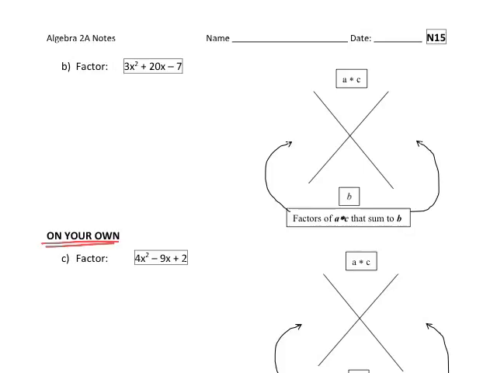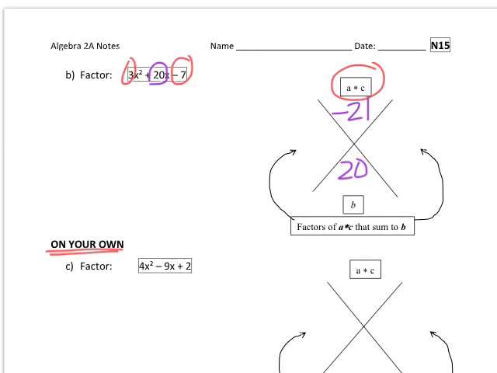So again, at the top we want to have a times c. So a is 3, c is negative 7. So that's going to be negative 21 when I multiply those two. And my b value is 20, and that's going to go down here in the bottom of the x. So in the left side, well, the left and right are the two numbers that multiply to negative 21 but add to positive 20. So 21 and negative 1 would fulfill that requirement, that multiply to negative 21 but add to positive 20.